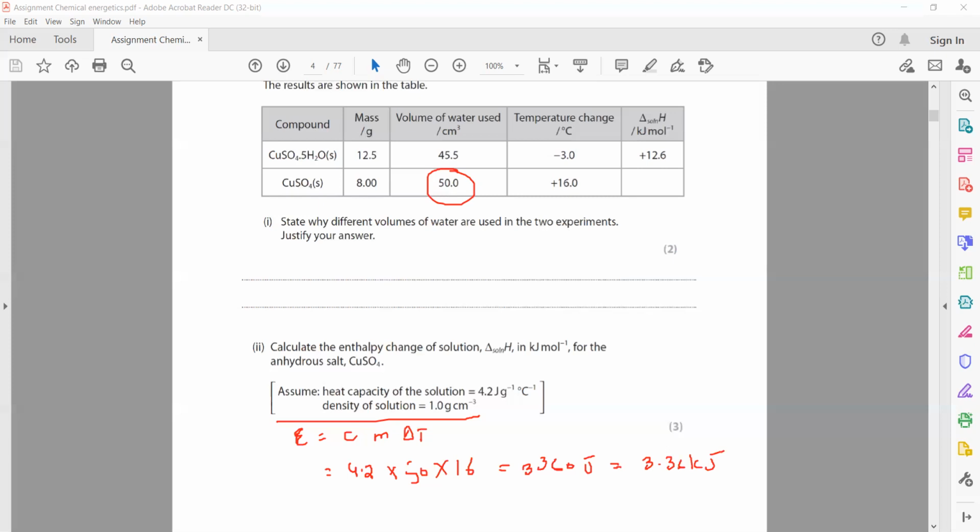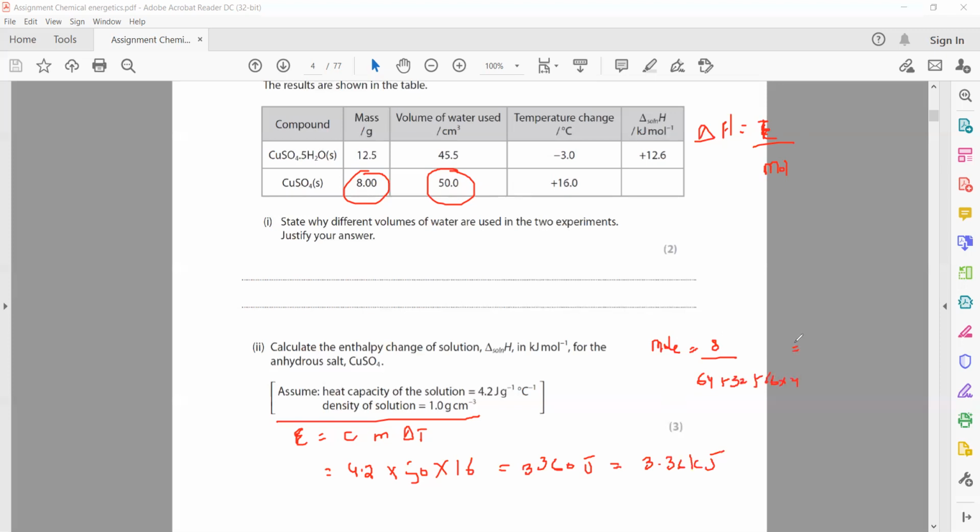So what about the moles? The formula for moles: moles equal mass in grams divided by molar mass. We have the mass in grams, that's 8. And what about the molar mass? Because we need enthalpy change, or delta H, which equals energy per mole, E divided by moles. So how do we get the moles? We have the mass in grams divided by the molar mass. Copper is 64 plus sulfur is 32 plus oxygen is 16 times 4.